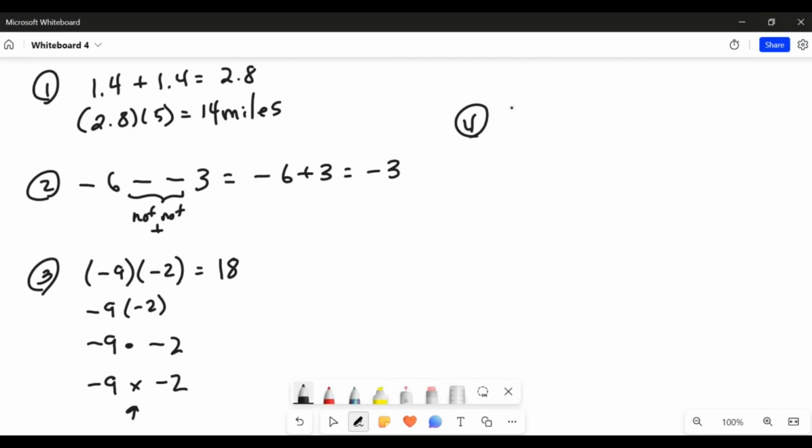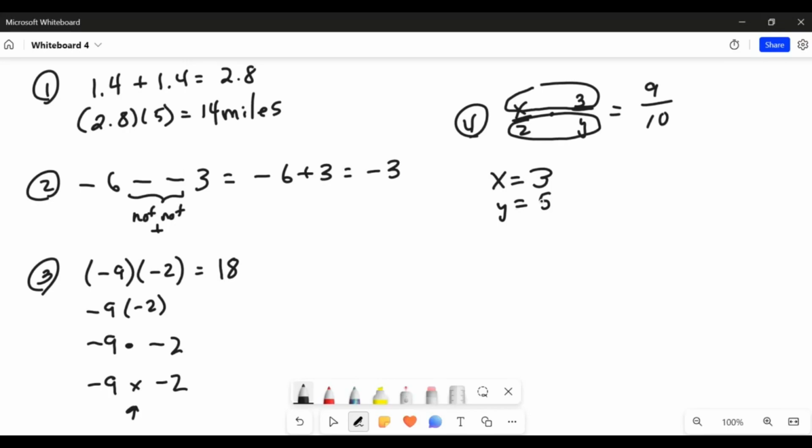And on number 4, we had x over 2 times 3 over y, and this was equal to 9/10. Whenever we multiply fractions, we multiply the numbers on the top, we multiply the numbers on the bottom. So 3 times something gives me 9. The x would have to be 3. 3 times 3 is 9. 2 times something is 10. The something has to be 5. So x was 3, y was 5.